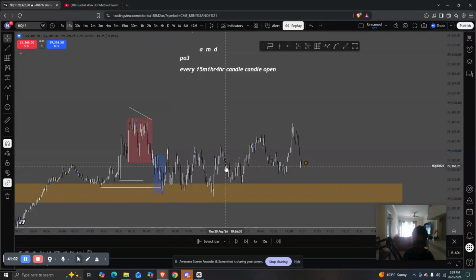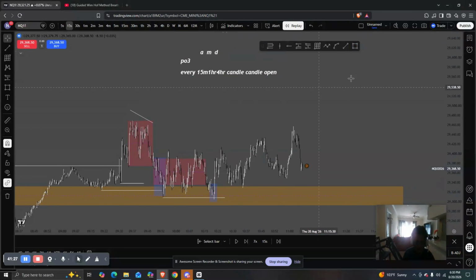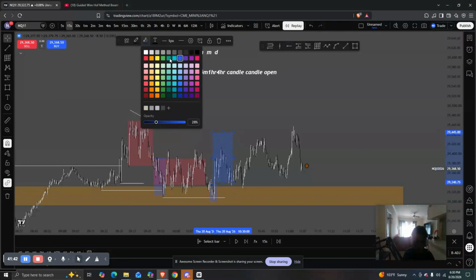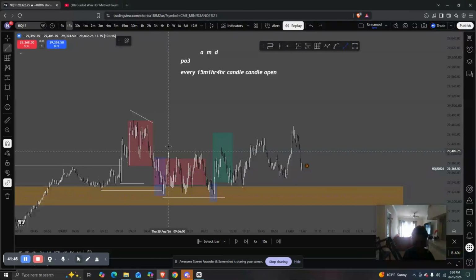We're going to accumulate. From 9:45 to 10, what did we do? Accumulate again. 10:15, what did it do? Manipulate lower. And then guess what 10:15 to 10:30 did? It distributed. Distributed where? Higher towards these highs. Cool.